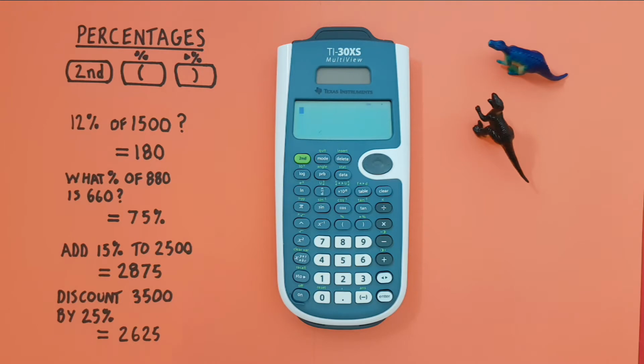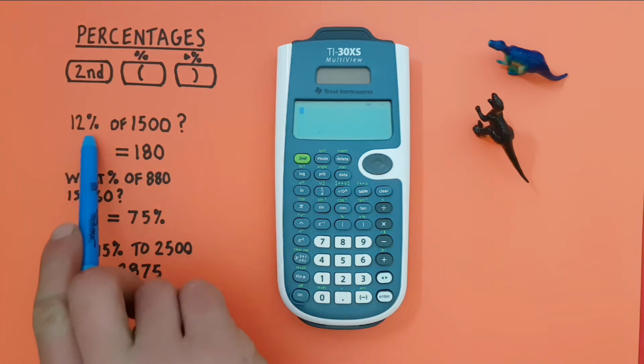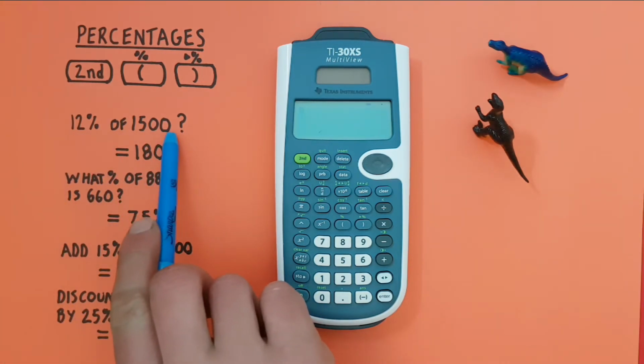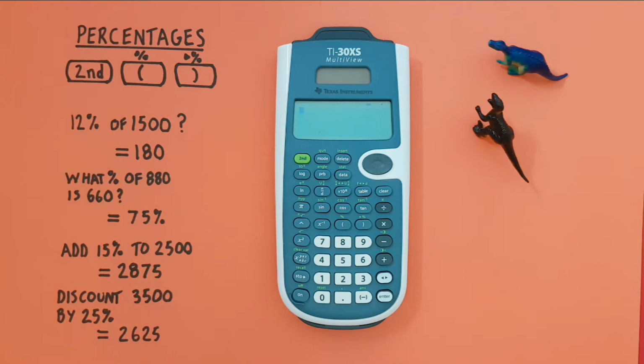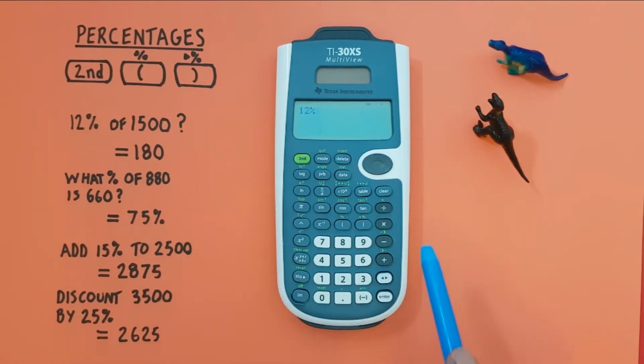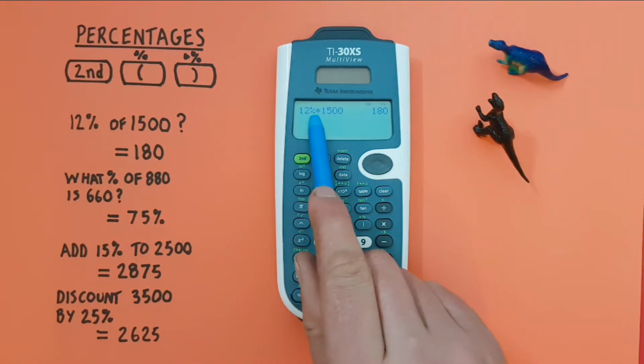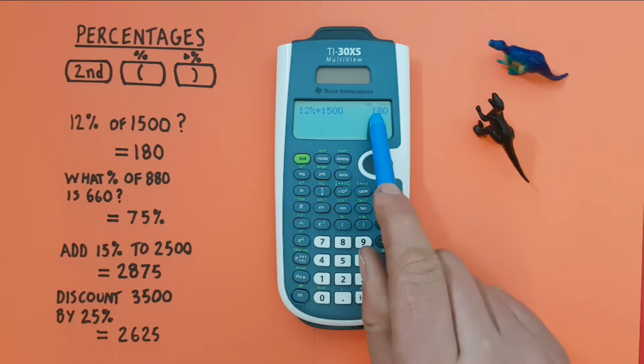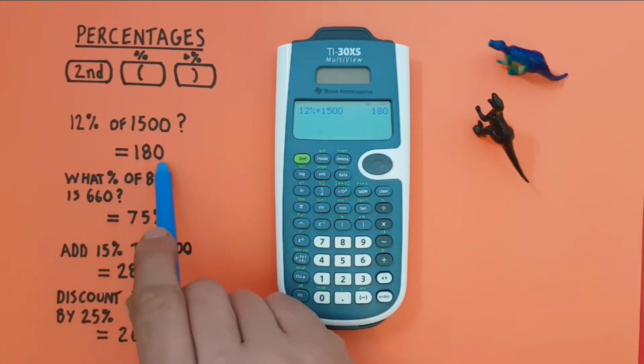First off, if we wanted to find out what 12% of 1,500 is, we would do that by first entering the 12, and then the second function left bracket key to put a percentage there, and then we multiply that by 1,500 and press enter. And we see that 12% of 1,500 is 180, which is correct.